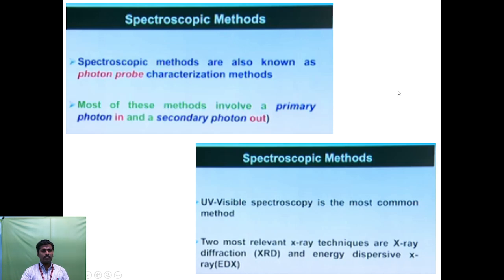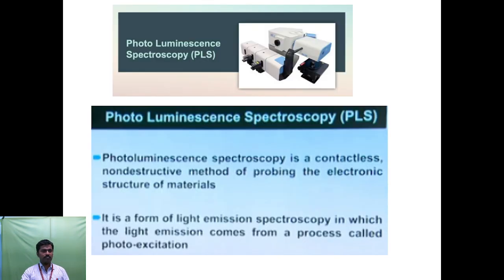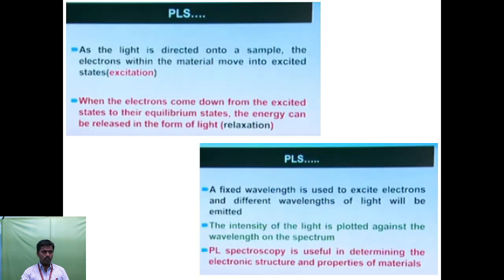Spectroscopic methods are also known as photon probe methods. Most of these methods involve a primary photon in and a secondary photon out. UV spectroscopy is the most common method. The two most relevant X-ray techniques are X-ray diffraction and energy dispersive X-ray analysis. Photoluminescence spectroscopy is another method to study the nature of the nanoparticles.